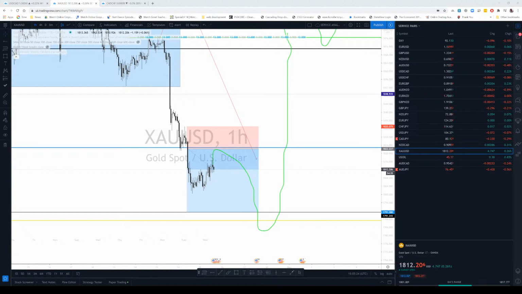Any other pair? Any other pair anyone wants me to look at?